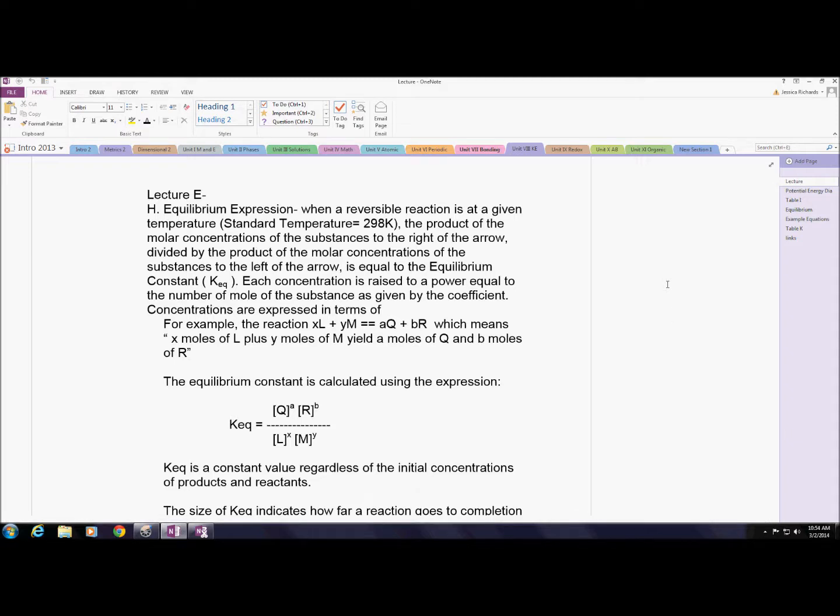The first one is the equilibrium expression. The product of the products raised to the power of their coefficients divided by the product of the reactants raised to the power of their coefficients. And looking at the example is probably the easiest way to understand that. So the example equation there has made up letters: we have Q raised to the power of A times R raised to the power of B divided by L raised to the power of X and M raised to the power of Y.